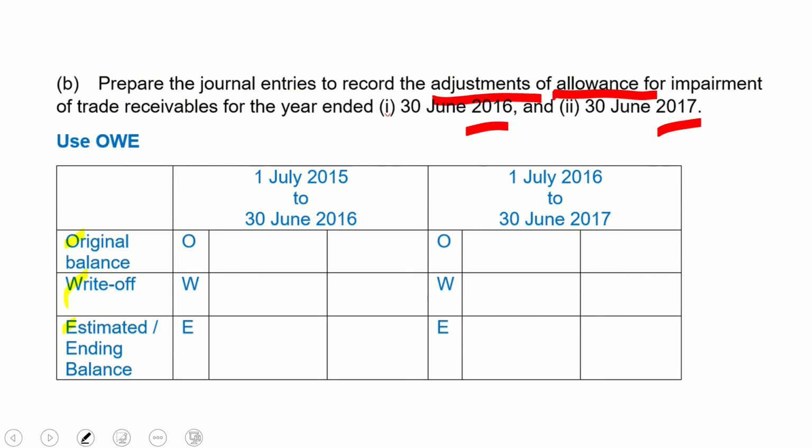Now you do need to take note that there are 2 years. The first year is from 1st of July 2015 to 30th of June 2016. This is one financial year. The second year is 1st of July 2016 to 30th of June 2017, the second financial year. So how do we find out what is the adjustment of the allowance?